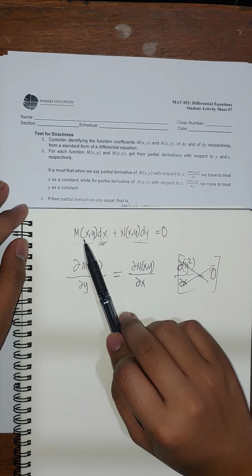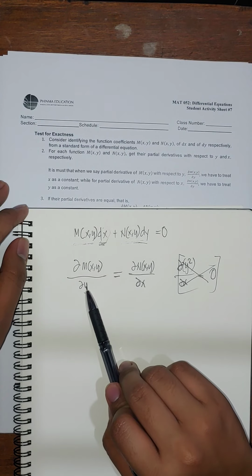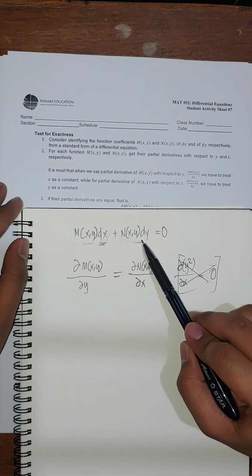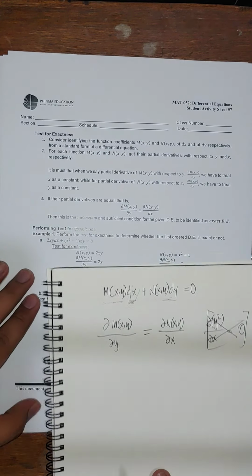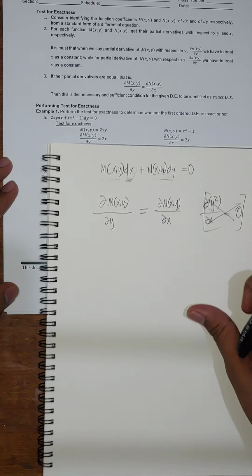So we can say the differential equation is exact if the partial derivative of the function beside dx with respect to y is equal to the partial derivative of the function beside dy with respect to x. Okay, so let's have a sample for an exact differential equation.